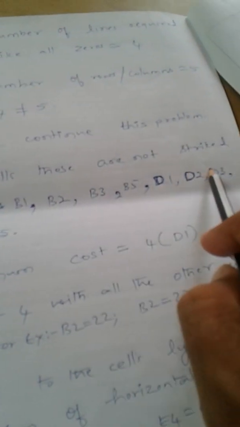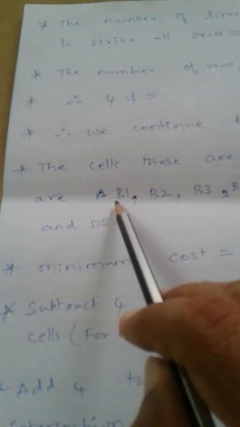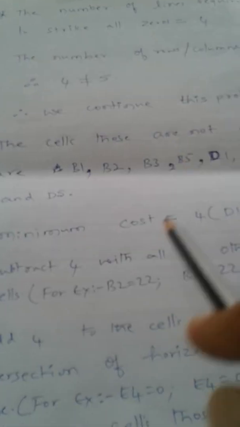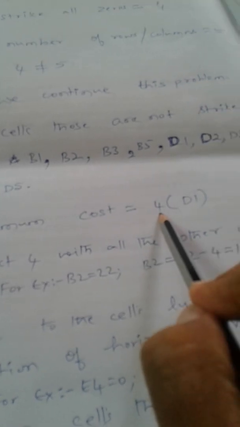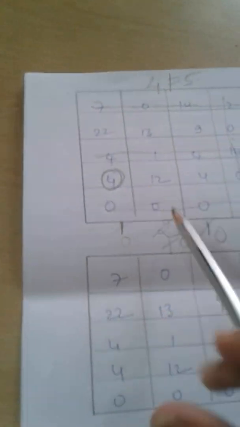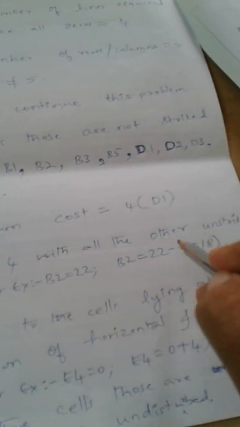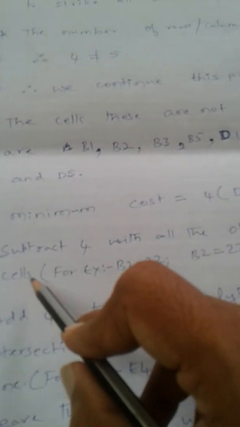The cells that are not striked are B1, B2, B3, B5, D1, D2, D3 and D5, and out of this the minimum cost is 4, that is D1. So if you have to see, D1 is the minimum cost, I can write this as D and 1. D1 is the minimum cost out of this, which is equal to 4. Now subtract 4 with all the other unstriked cells.